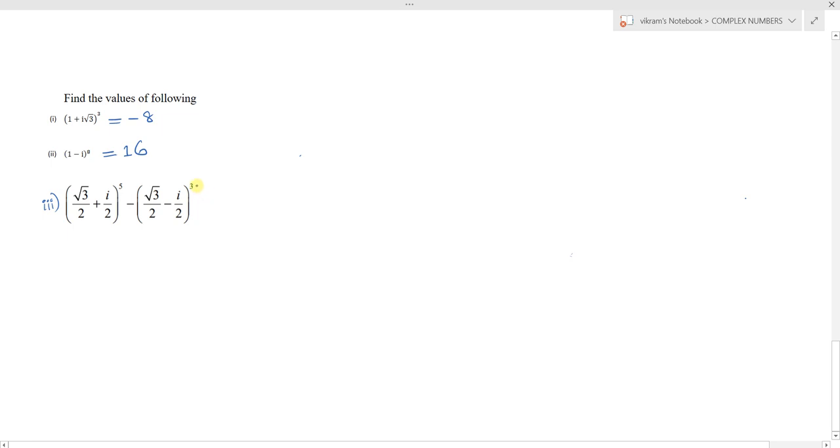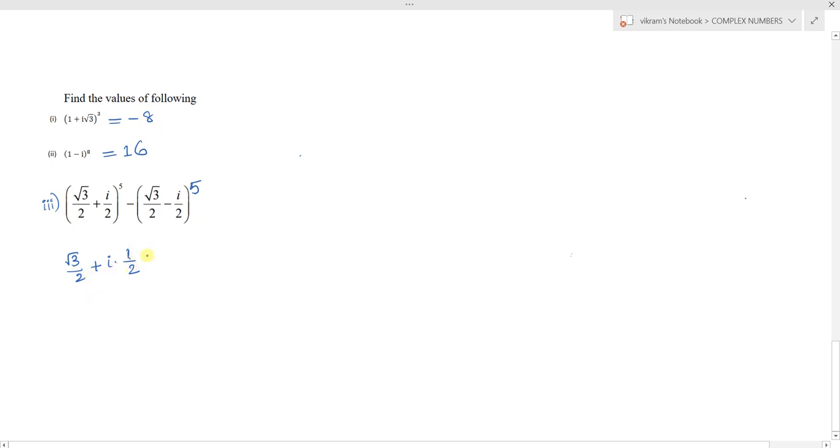Okay, here it is also whole power 5. The question is here it is also whole power 5. Okay, so now consider the first term. What he has given as the first term is root 3 by 2 plus i times 1 by 2.